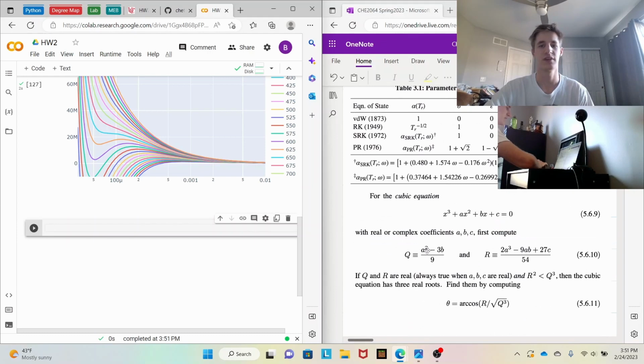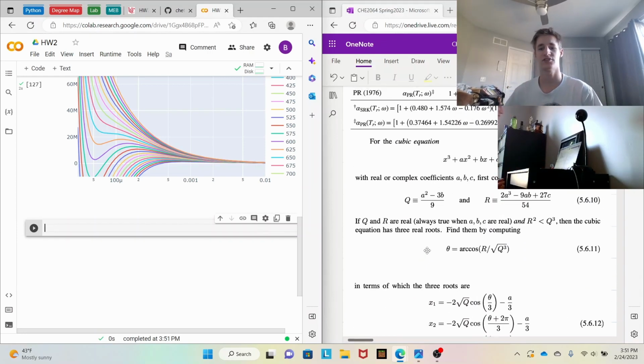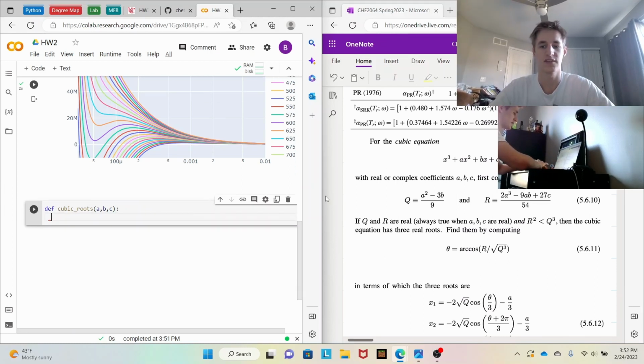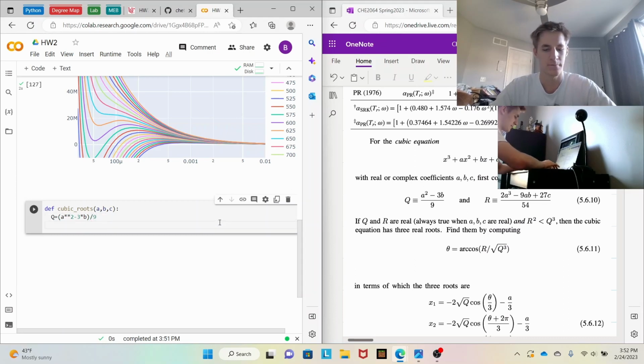So moving on, right? The next thing I'm going to do is create a roots function for our cubic equations, right? So I will define this as cubic roots. It has inputs A, B, and C. Those are our coefficients, right? You can see here. The first thing we need to do is compute Q and R. So Q equals A squared minus 3 times B over 9, and R equals 2 times A cubed minus 9 times A times B plus 27 times C all over 54.